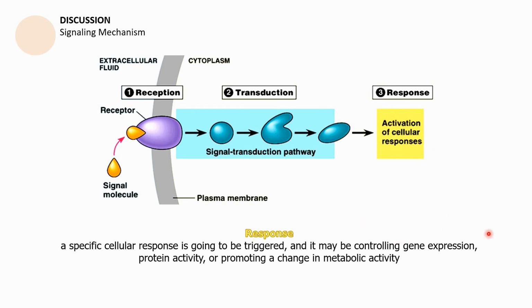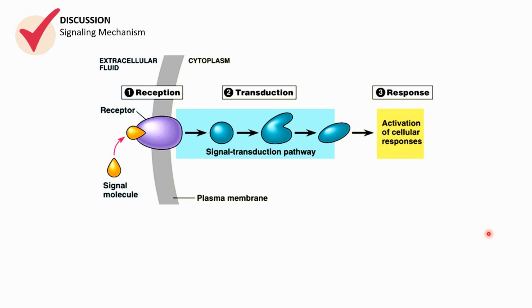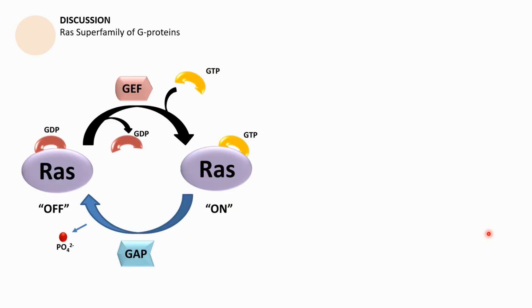It may be controlling gene expression, pwede siyang response na controlling protein activity, or pwede ring mag-promote ng change in metabolic activity. Ayan, so that is for the part of the signaling mechanism. So basic lang yan, okay? Merong mga iba't ibang mga signaling mechanisms, and I know na merong mga mas komplikado pa doon. Pero if you are a junior high school student, more or less, yun yung pwede mong tandaan. Okay? For the teachers, hello po.